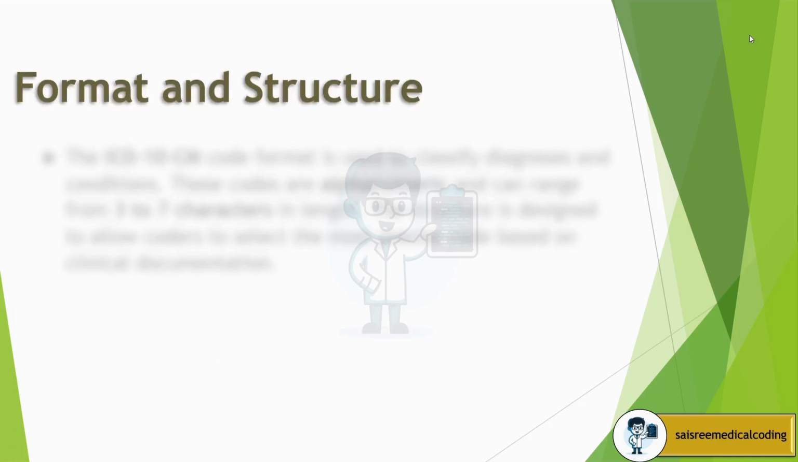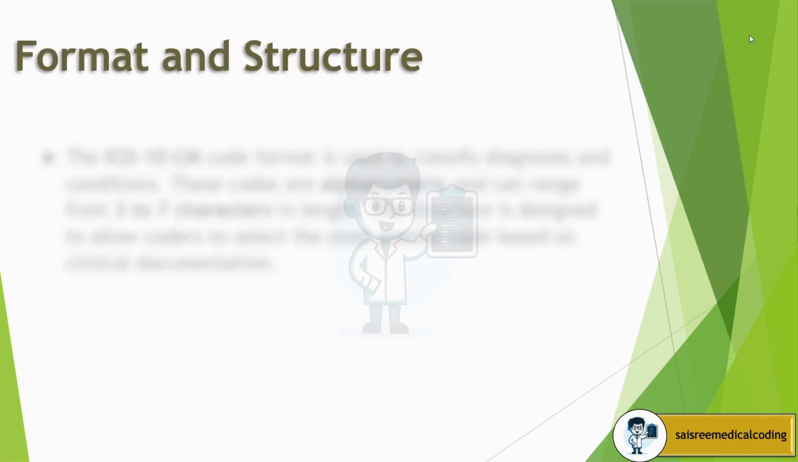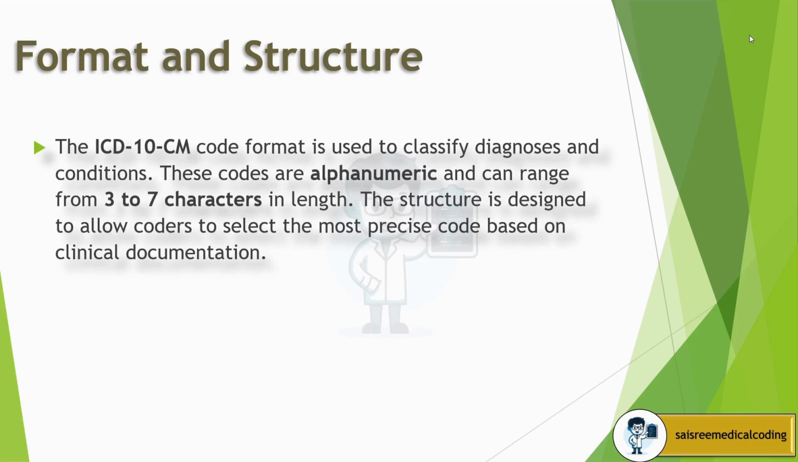So the next topic is format and structure. How a code is designed, in what format, in what structure, those points we will be seeing here. The ICD-10-CM code format is used to classify diagnoses and conditions. These codes are alphanumeric and can range from 3 to 7 characters in length. The structure is designed to allow coders to select the most precise code based on the clinical documentation.